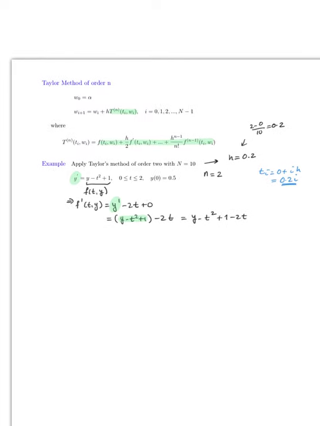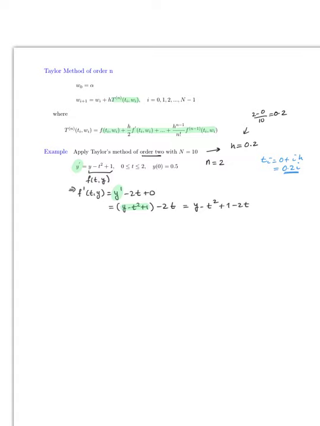Since we are applying order 2, all we have to find is T 2 of ti, wi, which in our case should be just f of ti, wi plus h over 2 f prime of ti, wi, which once we simplify this, we will get wi minus ti squared plus 1, and then plus h over 2, and this is wi minus ti squared plus 1 minus 2 ti.